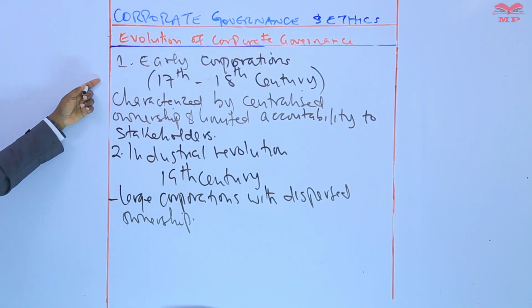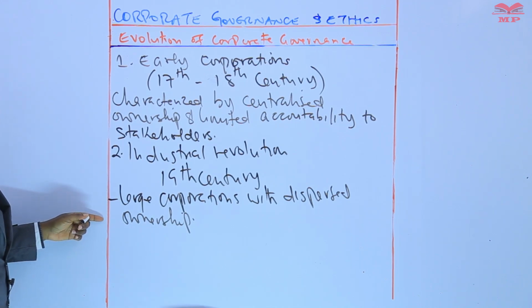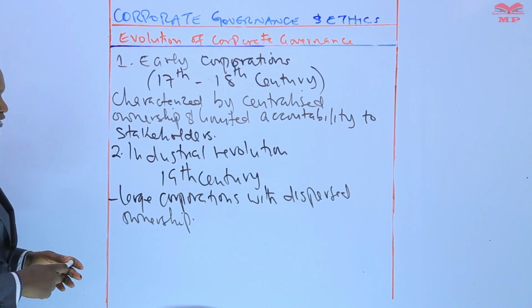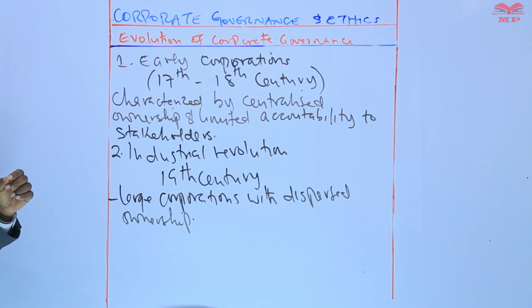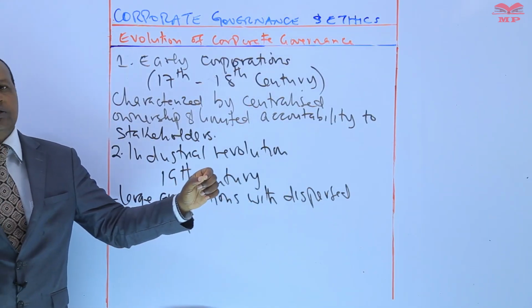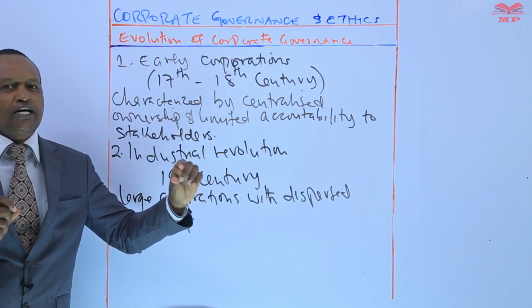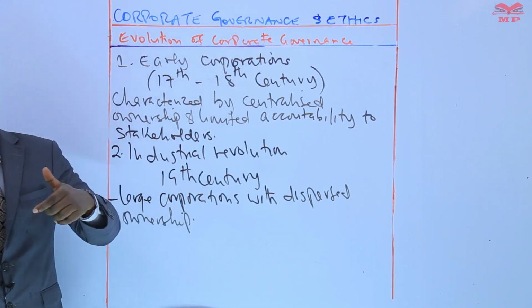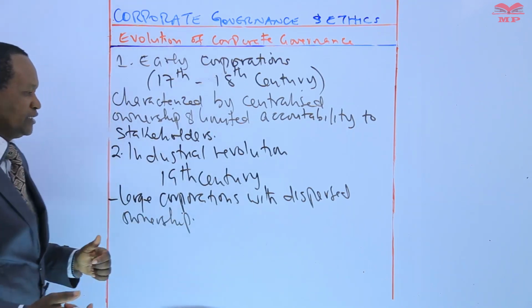The early corporations were characterized by centralized ownership. Here, the ownership is dispersed. All right? There came about large corporations with dispersed ownership structures. And the separation of ownership and management or control raised concerns about agency problems and the need for effective governance mechanisms to align the interests of the managers on one hand and the shareholders on the other hand.